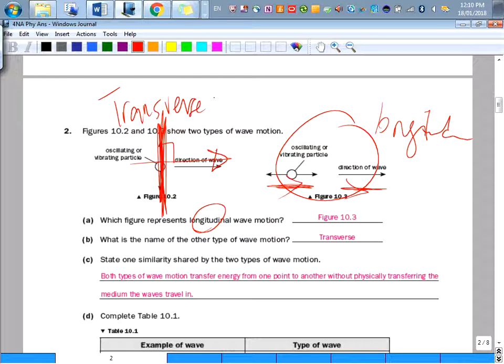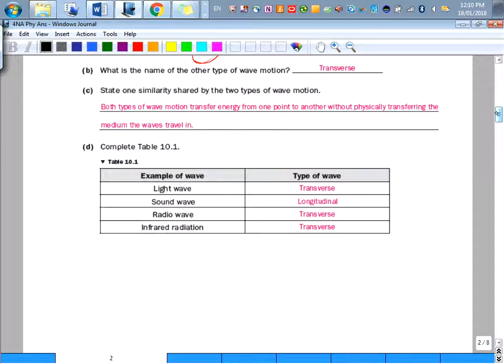Take note, we are only talking about one particle over here. Okay? So what is the name of the other type of wave motion? Obviously it is transverse. State one similarity. So I mentioned for our textbook you have 3 points. The complete answer will be as such, and I asked all of you to copy it down. I said it just now also, transferring energy from one point to another without transferring the medium in which the waves travel in.